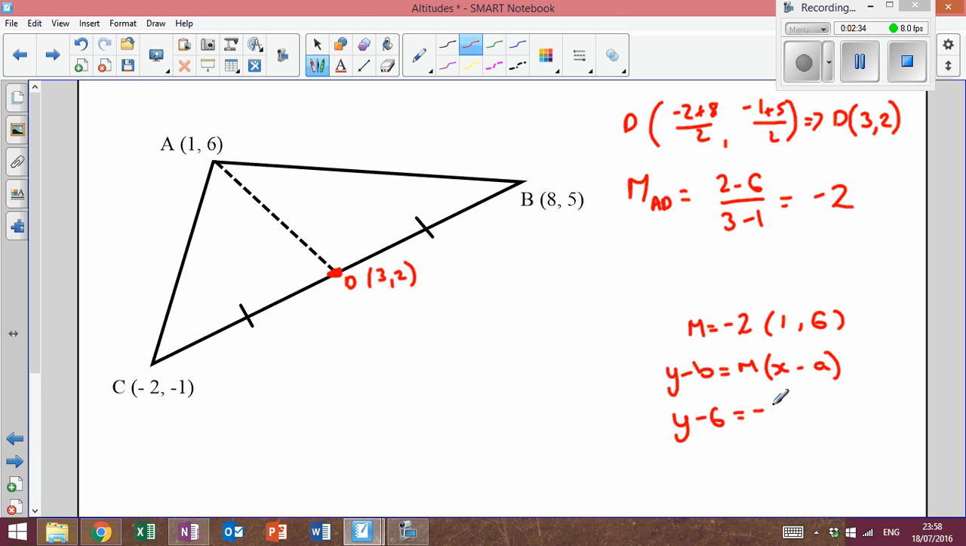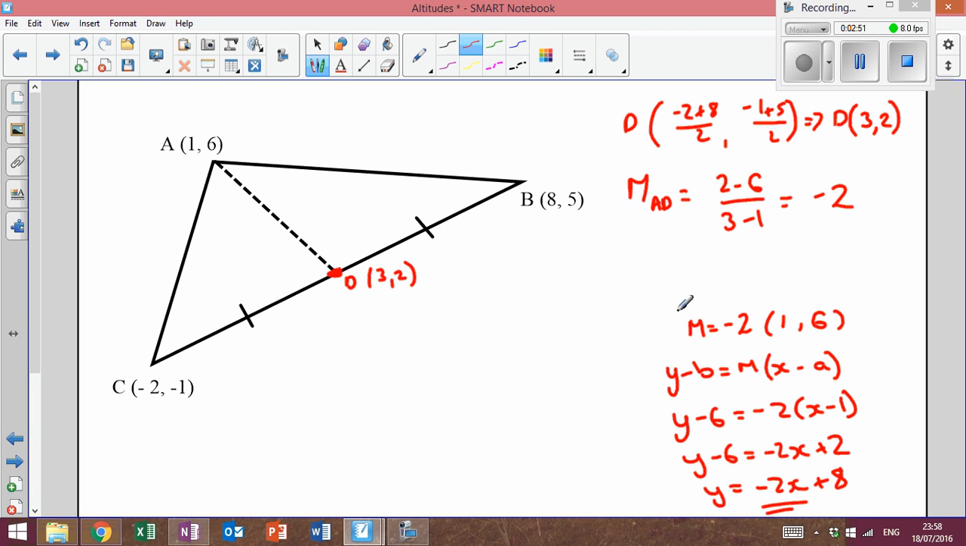y minus 6 is equal to negative 2 times (x minus 1). Close that bracket. y minus 6 is equal to negative 2x plus 2. So y is equal to negative 2x plus 8. Okay, there's your equation of the median.